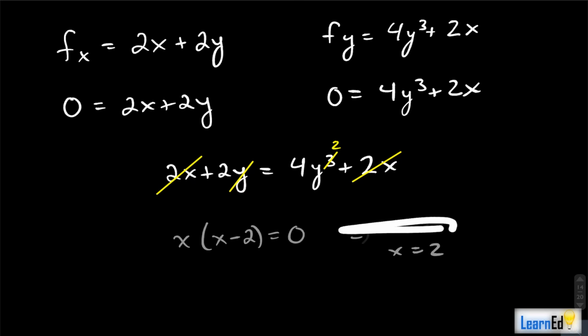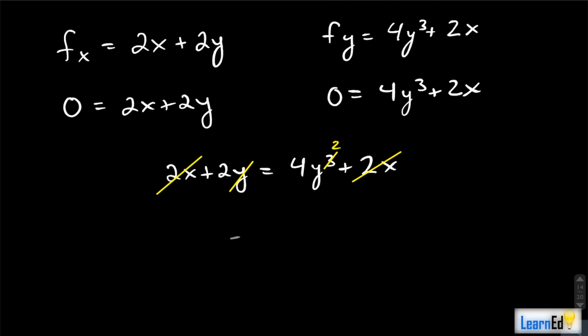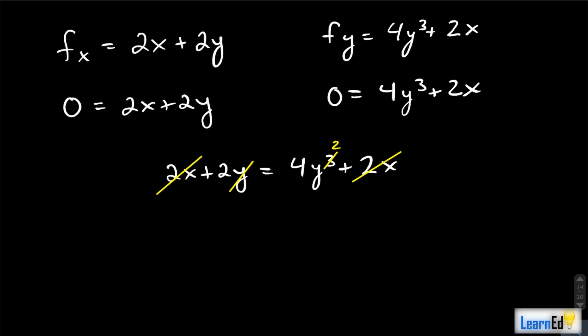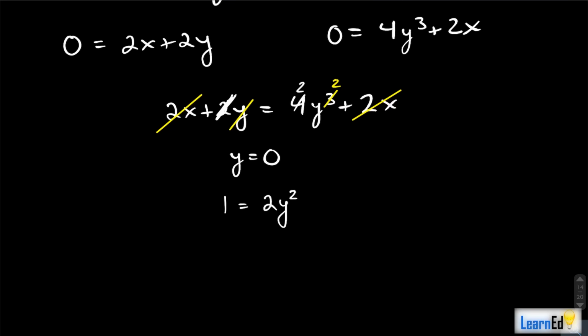So when we cancel off one of these y's here, we're losing one of our zeros, which is y equals 0. So y equals 0 is the solution, and we also now end up with this 2 canceling off with this 4, so this becomes a 2. So we have 1 equals 2y squared. So we get y is equal to plus or minus the square root of 1/2.